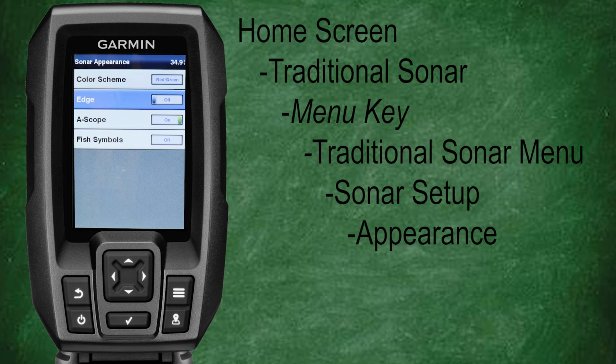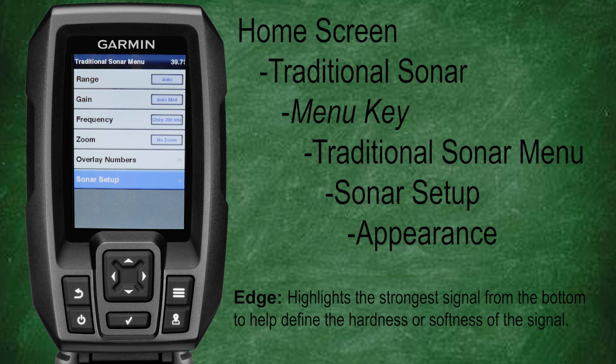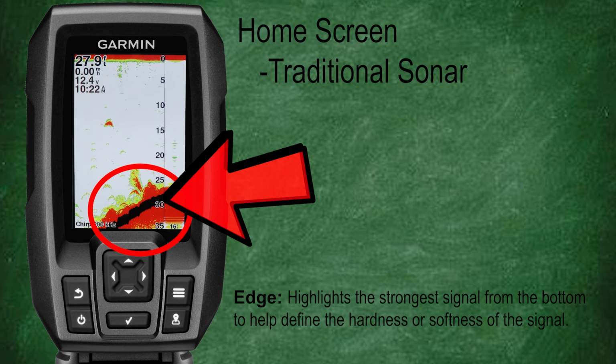From the sonar appearance screen, scroll down to edge and turn it on. Now use the back key to return to the traditional sonar view. Here you'll see a black line at the bottom of the sonar screen.